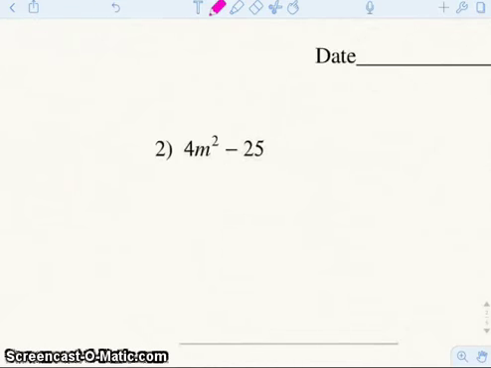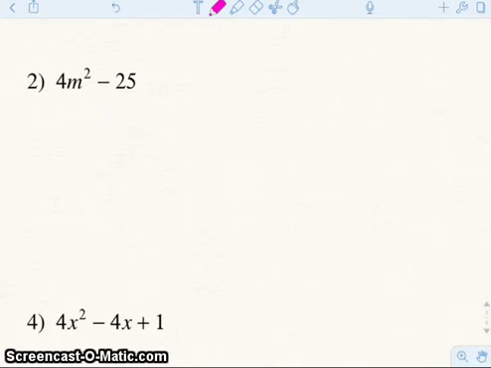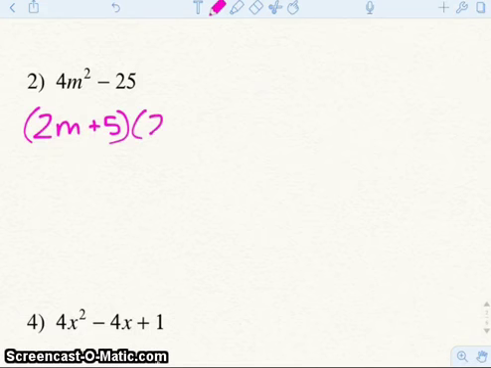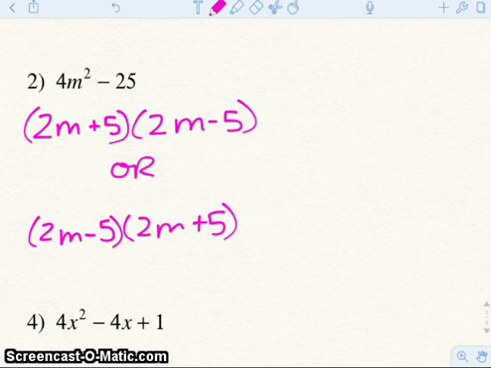Look at the next one, number 2. 4m squared minus 25. The square root of 4 is 2. The square root of m squared is m. And the square root of 25 is 5. So I write it as 2m plus 5 times 2m minus 5. Remember, that's the exact same thing as writing it like this. The property that allows us to do this is the commutative property. We can change the order and still be the same. So really it doesn't matter if you do the positive first or the negative first.